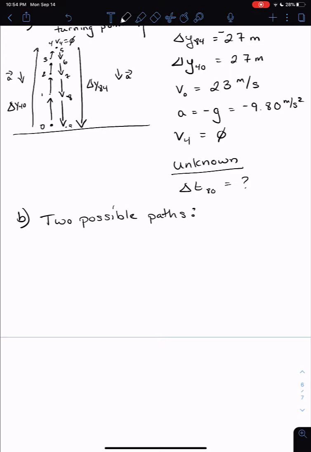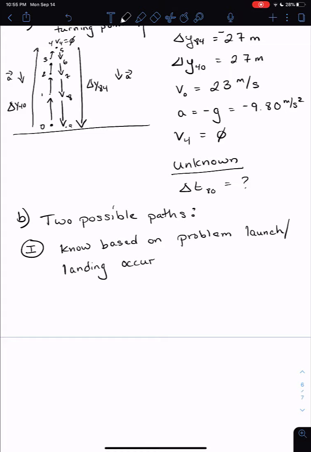But I want you to go through and see what they look like. So one of them, let's call this Roman numeral 1, uses our knowledge, based on the problem, that the launch and landing position are the same, occurring essentially at the same Y position. That's what I already used to show you when I drew the motion diagram and the picture. I already utilized this information. In fact, we explicitly wrote down that those distances traveled are the same.